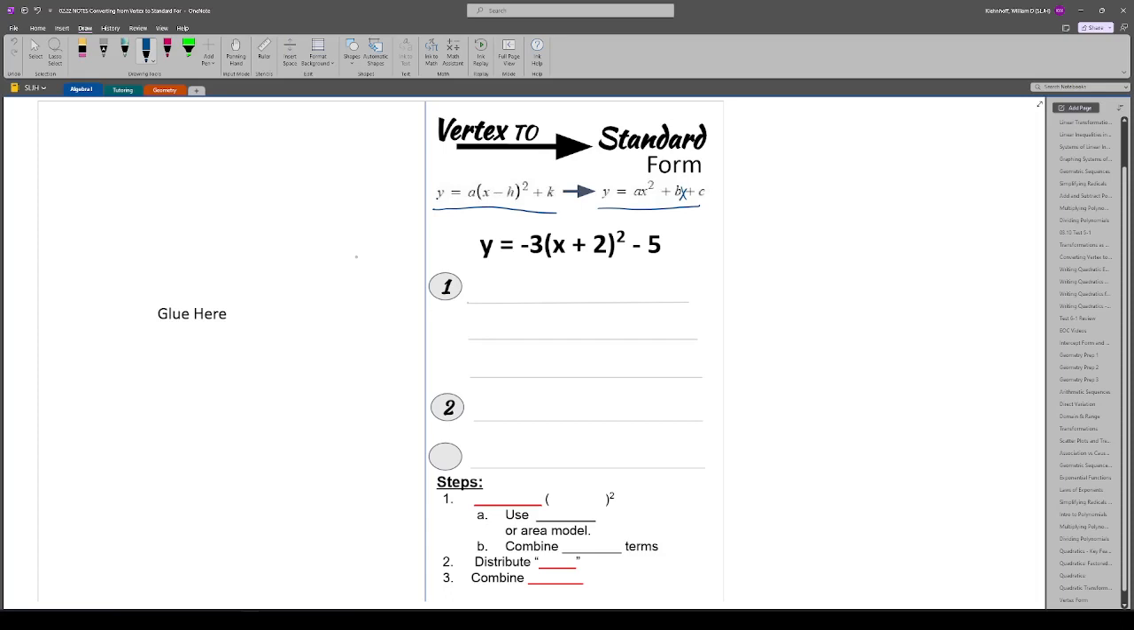So we're going to work through an example here first. We have steps 1, 2, and 3. And then we're going to fill in the general steps down here on our notes so that we know how to do this for the future.